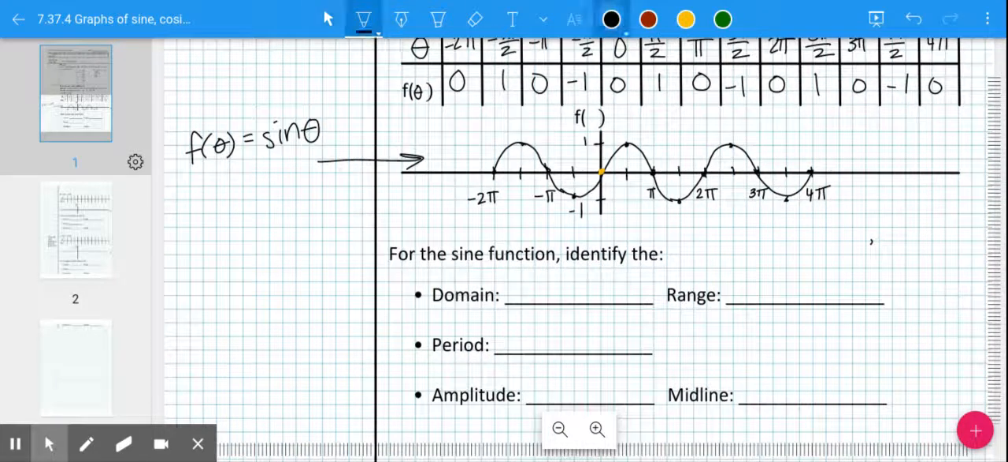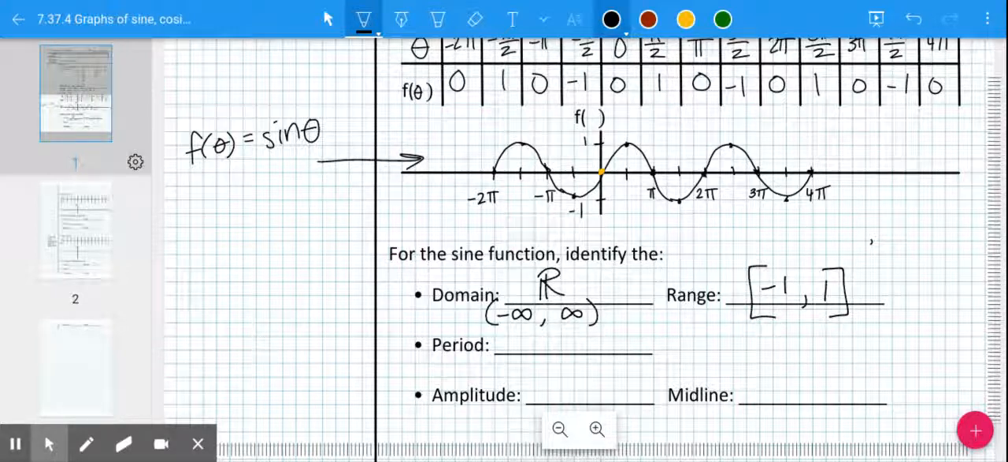For the sine function, the domain is all real numbers. If you want to write that out in interval notation, you can certainly use negative infinity to positive infinity. Remember that we never include infinities, so that would be parentheses, not brackets. Your range, however, is limited. We go from negative 1 to positive 1. We include both, but we don't have anything outside of that interval.